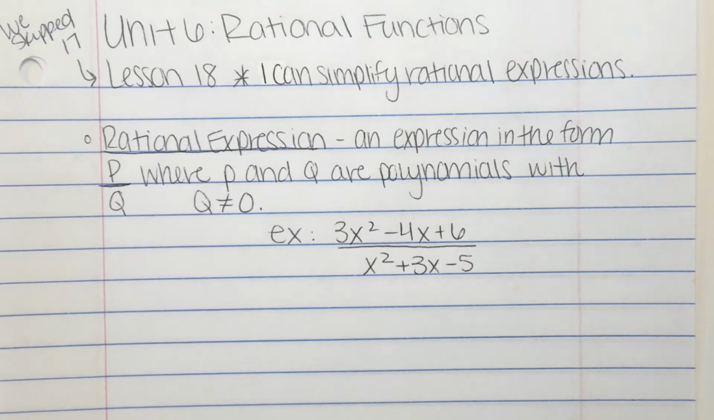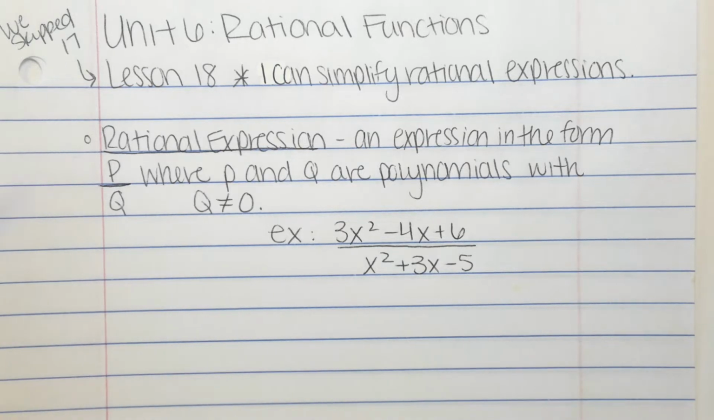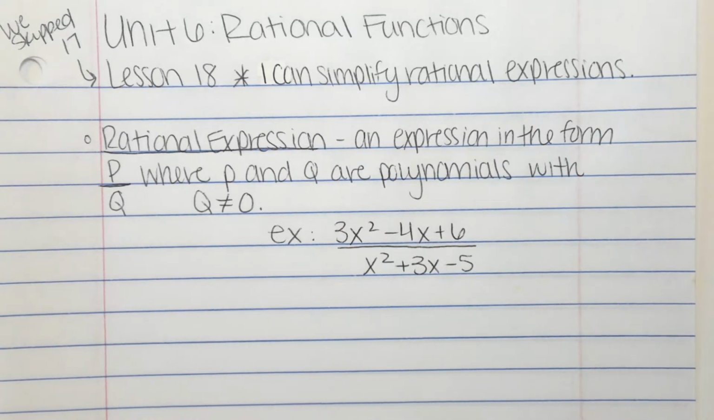Now, if we think about stuff that we already know, something that's rational has to be able to be written as a fraction, so that's why we have the fraction. And an expression does not have an equal sign. We're not solving it, okay? We can simplify an expression, but we cannot solve it. So that's why we're starting with simplifying today.